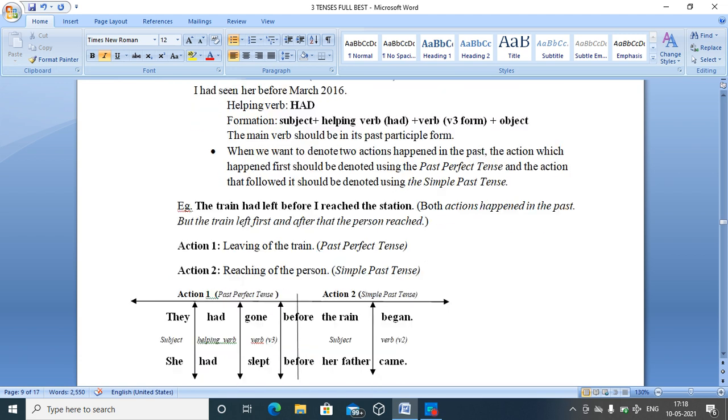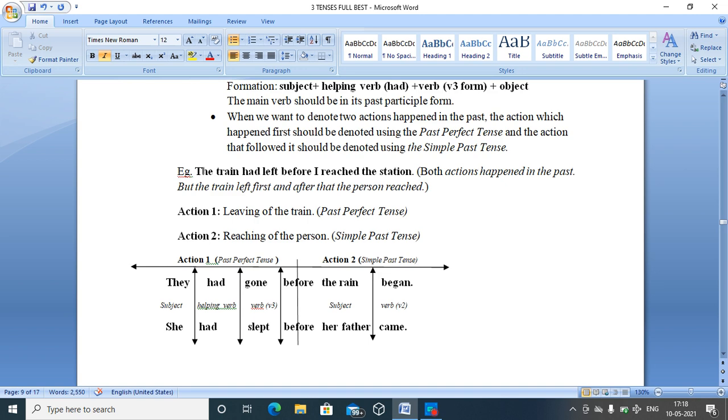Let us look at the examples. The train had left before I reached the station. Actually, both actions are in the past. But think about these two actions. Try to visualize these two actions.